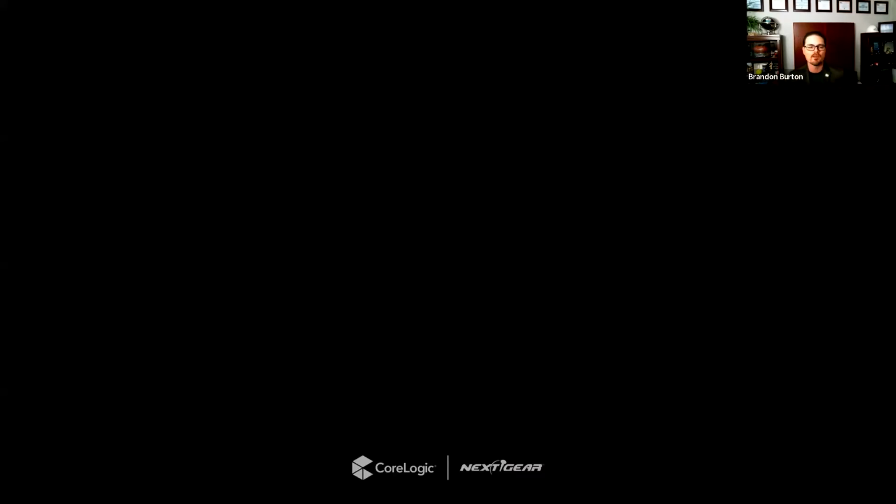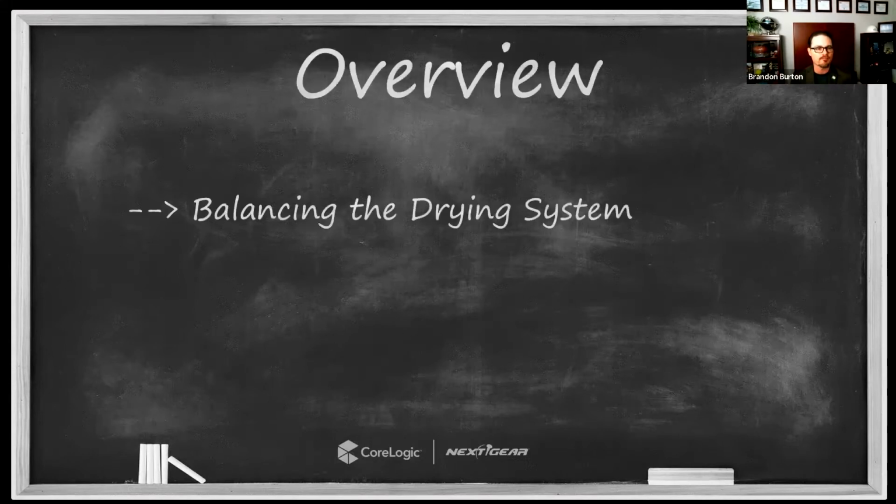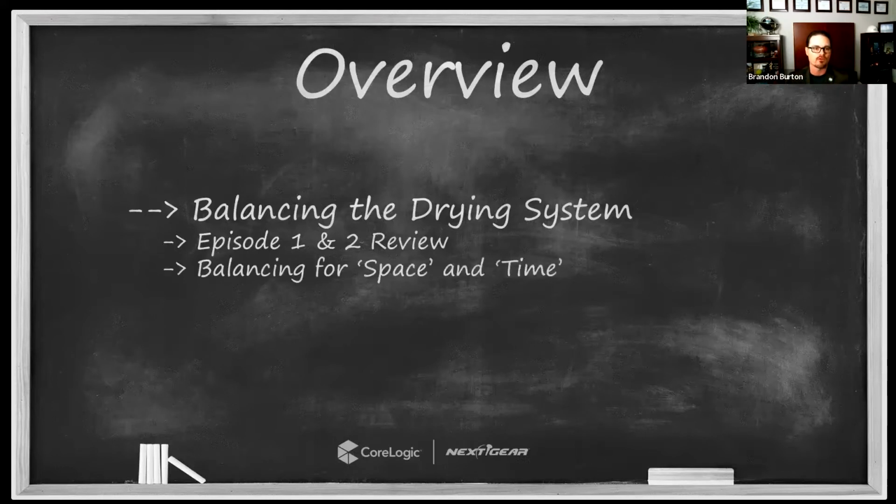So first of all, to get us rolling here, let me give you an overview of where we're going to go in the presentation today. Obviously, the main topic today is balancing the drying system. But as a part of that, the first thing that I want to do is review some of the concepts that we discussed in episode 1 and episode 2, and add a little more color to them as we go. It's important that as we get into this topic, some of those basic things are understood.